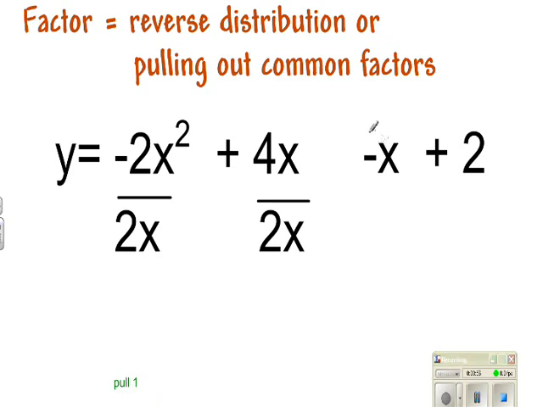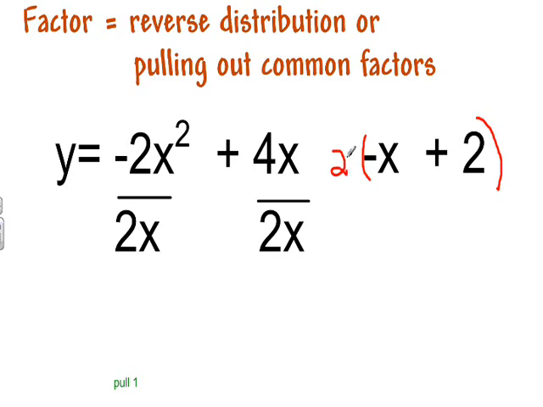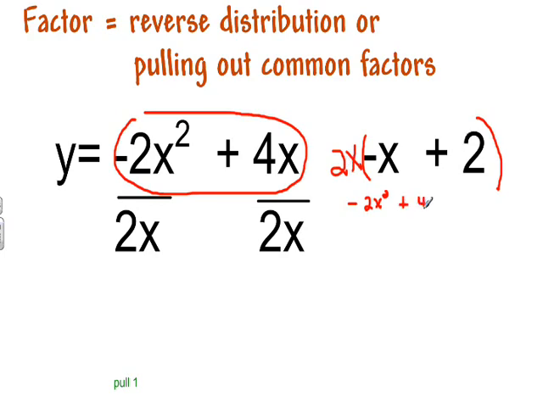But we can't just throw those 2x's away. And again, if you distribute these, we would be going backwards and get our original terms back, both of them. Watch this. 2x times negative x will give you negative 2x squared, right? And 2x times 2 is 4x. So we're going around in circles.